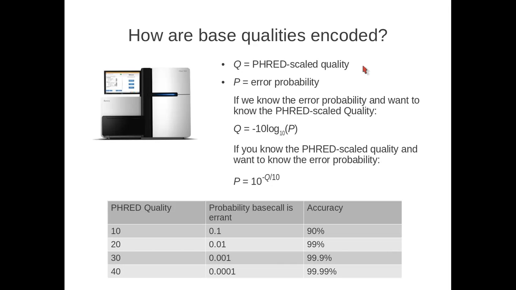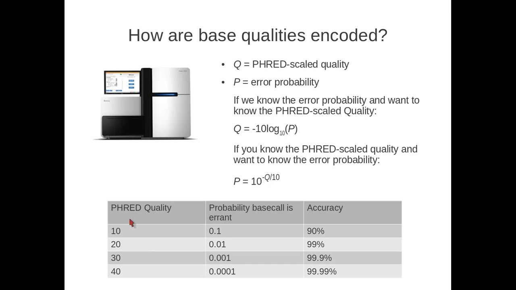So the equations, again, you might find to be a little bit daunting perhaps if you're not into math, but I think you'll understand in a second that this is actually pretty intuitive. If you know the error probability and want to know the Phred scaled quality, you simply take P, the error probability, and compute minus 10 times the log of that error probability, and that gives you the Q, or the Phred scaled quality. This is simply the reverse: if you know the Phred quality, you can calculate the error probability, using this equation here.